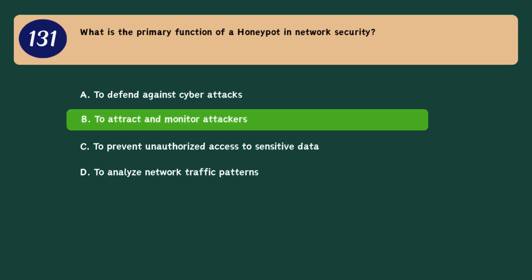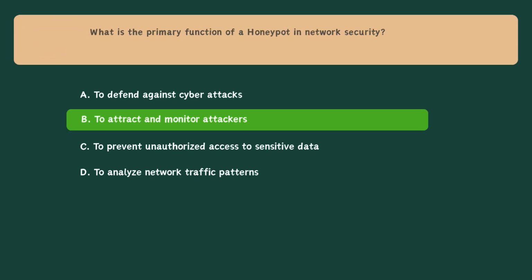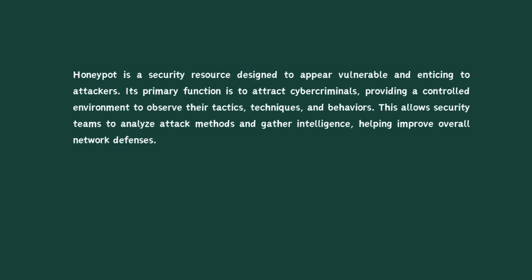Correct answer. B. To attract and monitor attackers. A honeypot is a security resource designed to appear vulnerable and enticing to attackers. Its primary function is to attract cybercriminals, providing a controlled environment to observe their tactics, techniques, and behaviors. This allows security teams to analyze attack methods and gather intelligence, helping improve overall network defenses.